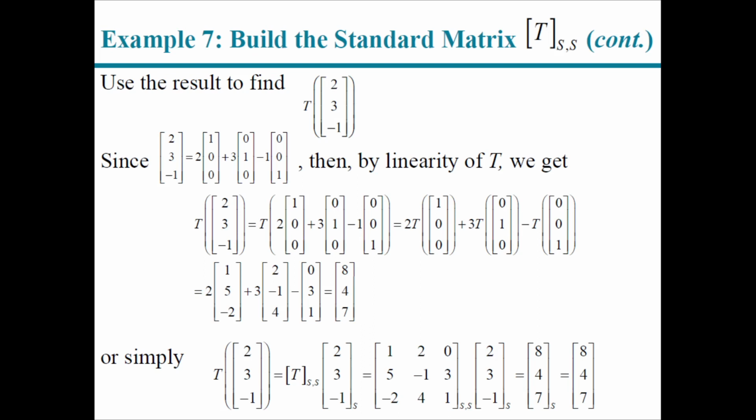Another way of computing the same thing is just multiplying the standard matrix by the coordinates of the vector in the standard basis, which are the same as the vector, obviously. So you do the matrix-vector product and you get the coordinates in the standard basis of the result, which are the same as the result itself. So the image of (2, 3, -1) under T is just the product of the standard matrix by the vector itself. Simple.